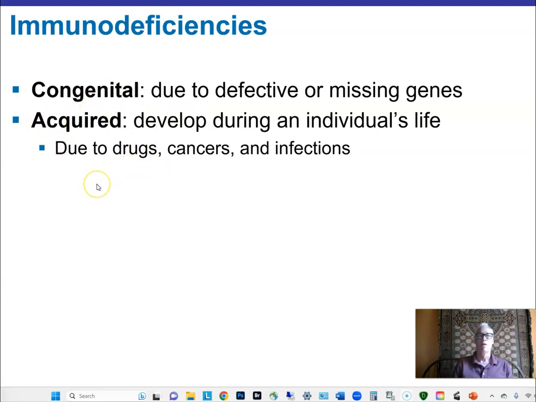Acquired immunodeficiencies, largely due to certain drugs, can cause suppression of the immune system. Cancers, usually when cancers of the blood are produced, the overproduction of the cancer cells quashes the function of all the normal cells. So in leukemias, typically there's one type of abnormal white blood cell being produced. They're not functional, they're cancer cells, and then all the rest of the cells are basically crowded out, and so you don't have any immunity whatsoever, and infections.